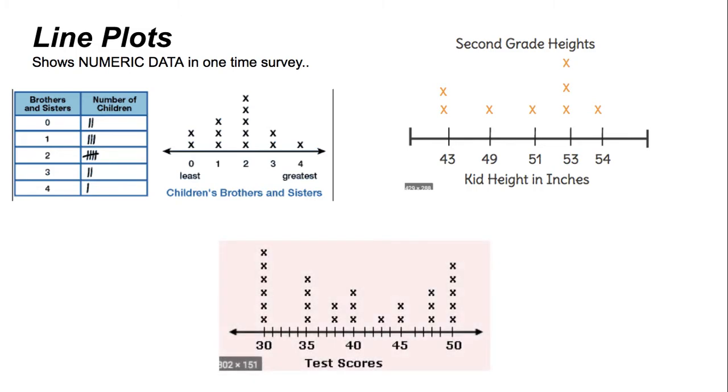Our last example is down at the bottom, and this is the score students received on a test. This must have been a really tough test. So the X's represent one student and what they scored on their test. You'll see one student scored a 43, where 2 students scored a 45.